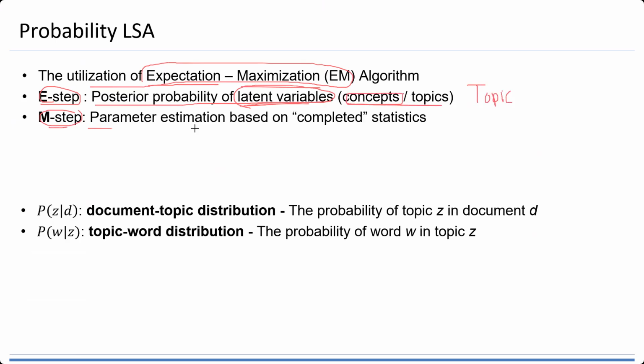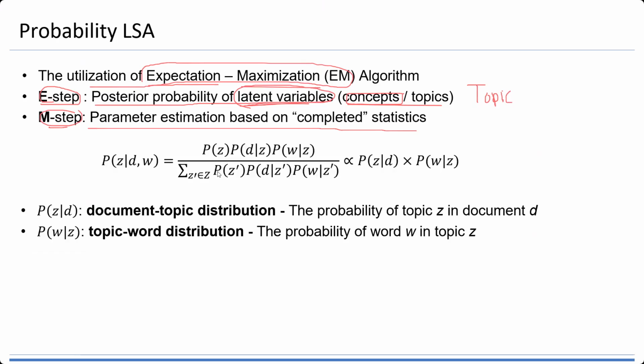And the M step means we want to look at the parameter estimation. So usually we want to find the maximum values. So we want to maximize until there are no big changes in the values. So this is the probability. We have Z, Z is the topic. D, as I mentioned to you before, D is the document. And W is the word. So I want to know what is the probability of that topic, given that I know the document, or in a particular document, and a particular word.